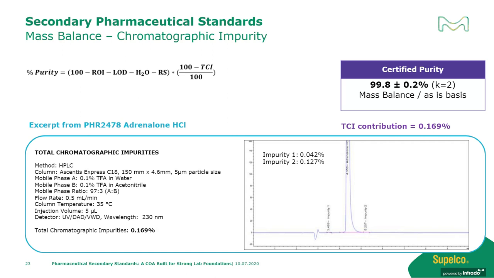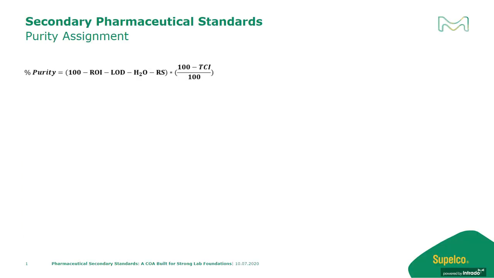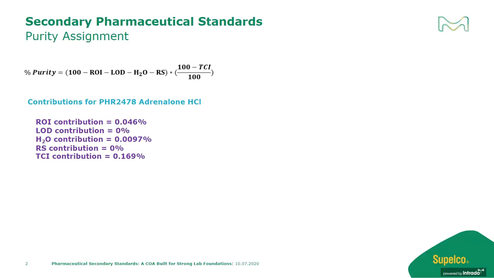There's a chromatogram that is shown on the COA. For the TCI, we've zoomed in so that we can see impurity contributions, and all impurity contributions are listed here. There were 2 unspecified impurities and a total chromatographic impurity content of 0.169%, which is used in calculations for mass balance.